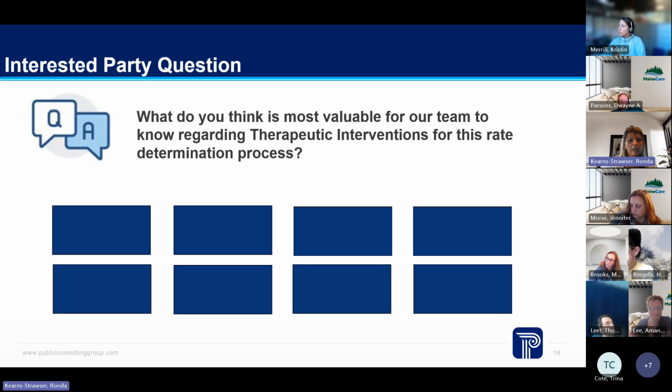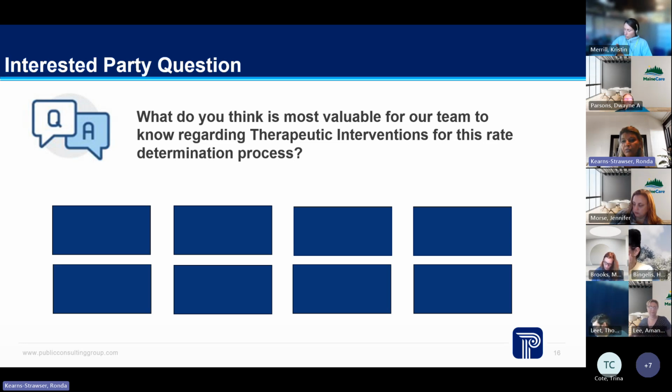So the next question is, what do you think is most valuable for our team to know regarding therapeutic interventions for this rate determination process? And I can give you an example from one of the previous sessions that we had. The people on the call wanted us to know there's a clear difference between care coordination and case management. So that was an example that the people that joined that particular call said, we think you guys need to really understand this.